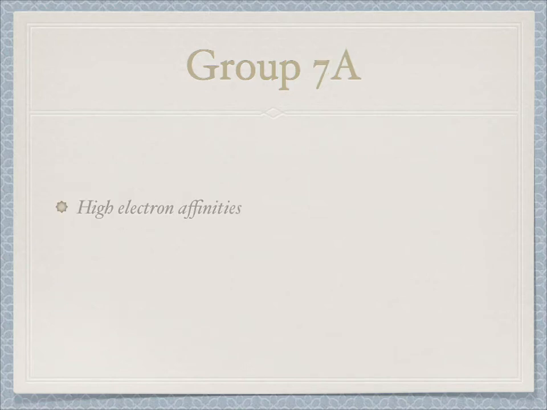Group 7A, once again, high electron affinities, form -1 ions. Fluorine, chlorine, bromine, iodine, those are the ones that form those ions. Remember, anytime that these are negative, these ions are now called, they all end in IDE. So while it was a fluorine atom, it's the fluoride ion, the chloride ion, bromide, iodide, and so on.